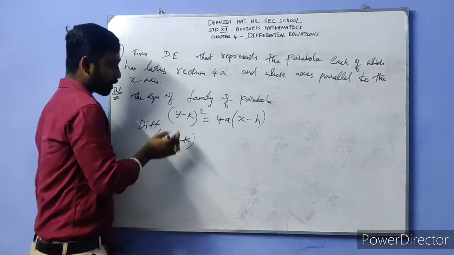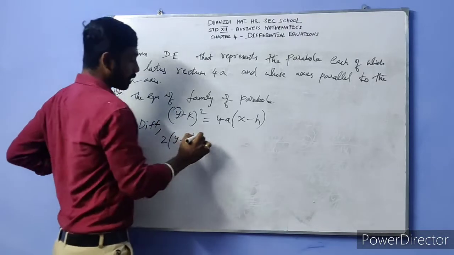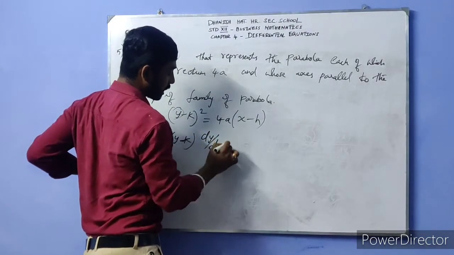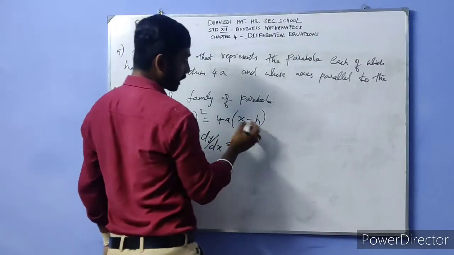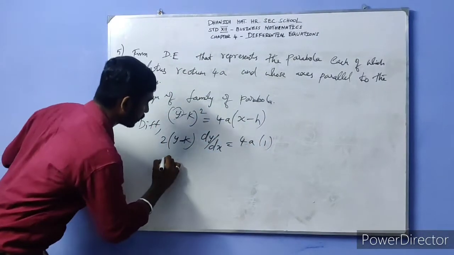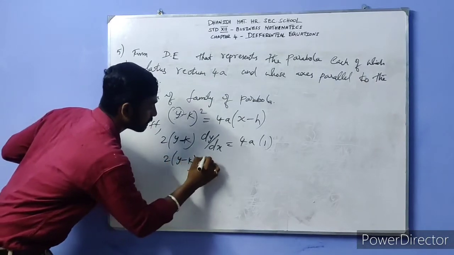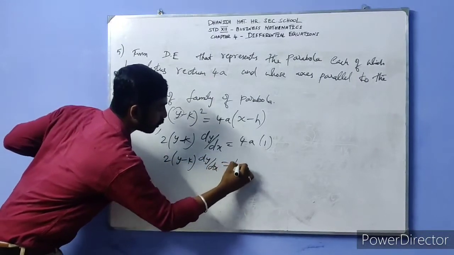Now we are going to differentiate this y again, so you are getting dy divided by dx here. Here itself 4a will be a multiplication. Here h will be 0, so x will be minus 1 here. What is the remaining equation? 2 into (y minus k) dy divided by dx equal to 4a.